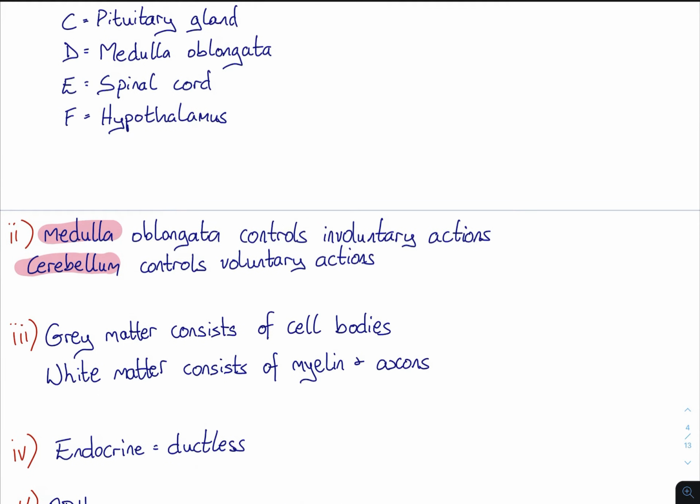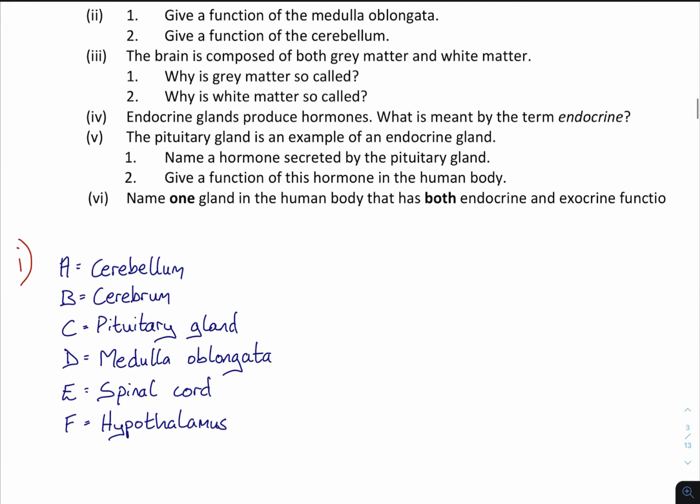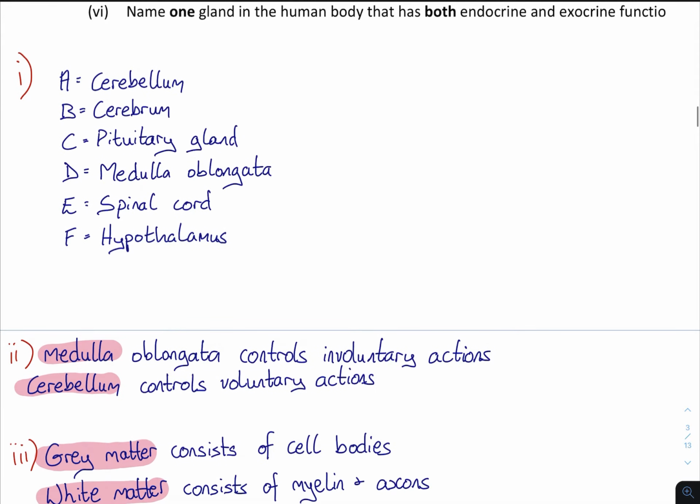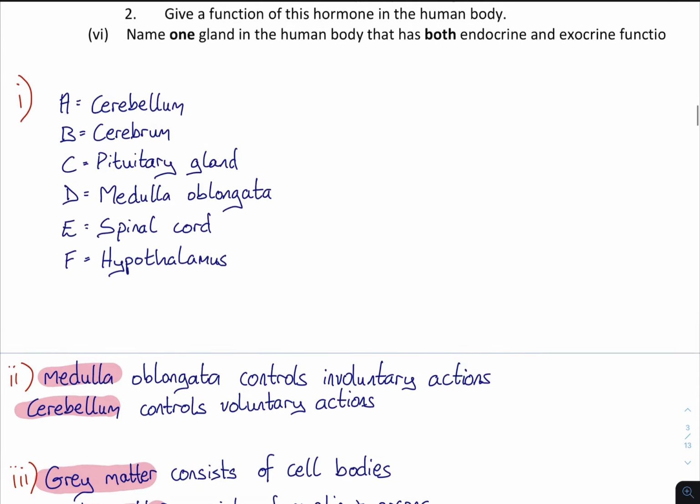Grey matter consists of cell bodies. White matter consists of myelin and axons. You learn that off. It comes up too often not to just learn it off. So grey matter, cell bodies; white matter, myelin, axons. That's it. I actually wouldn't even go down the route of trying to understand that, because it's actually quite complicated and you can get very, very detailed. Just learn it off. Grey matter, cell bodies; white matter, myelin, and your axons.